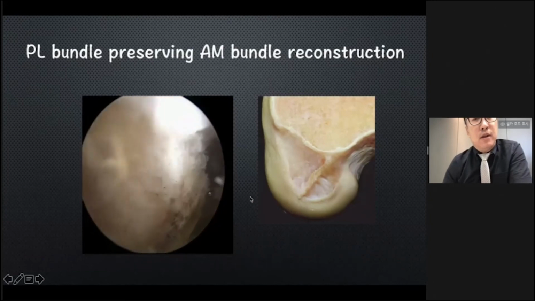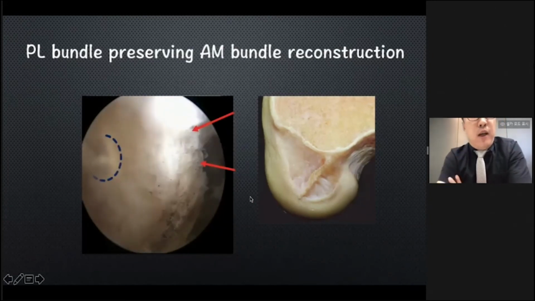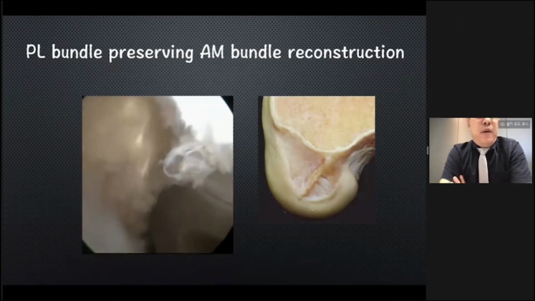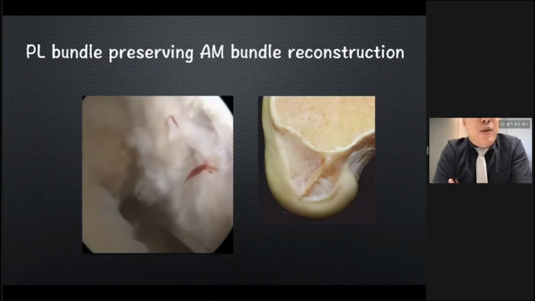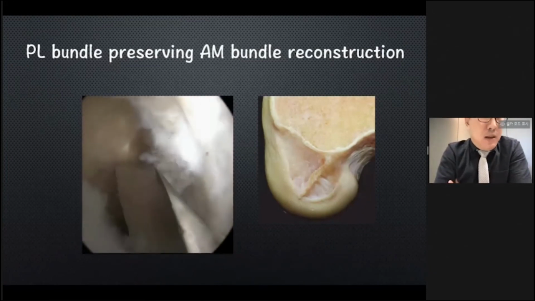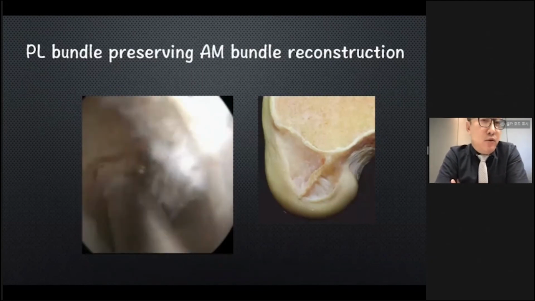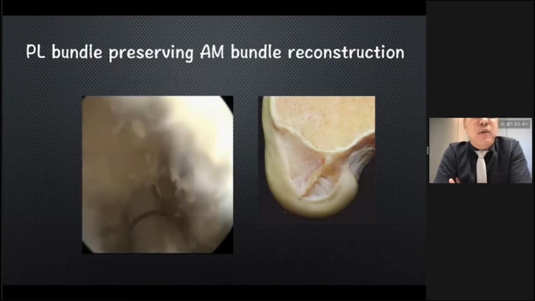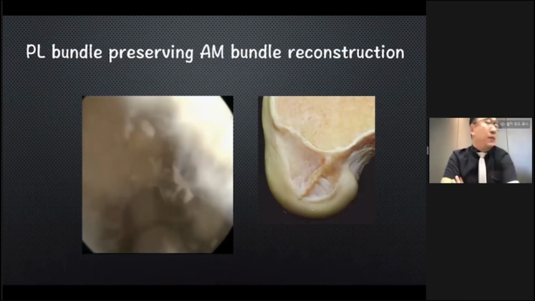So if we draw a line, we can see the mark is in the optimal position for the femoral tunnel. So again, we use the femoral offset guide to target the mark on the lateral wall and to make a drill and then make a femoral tunnel.